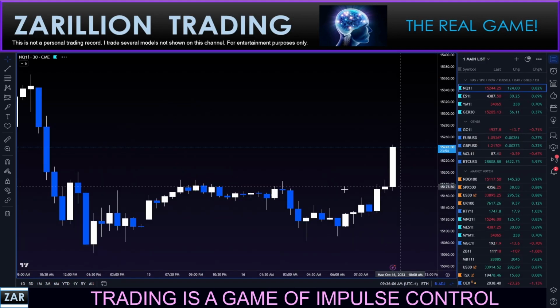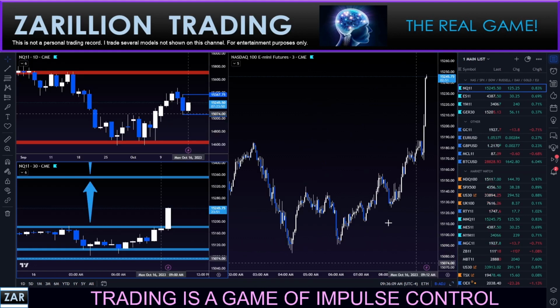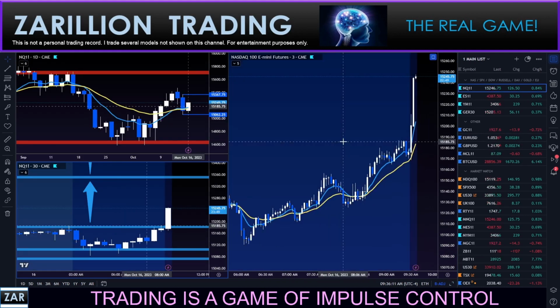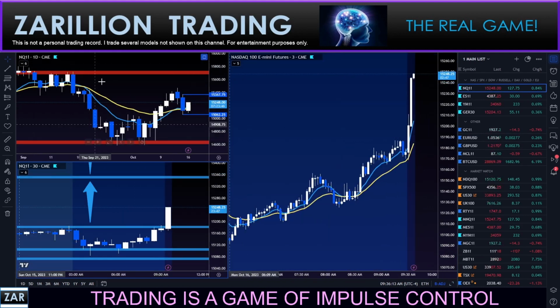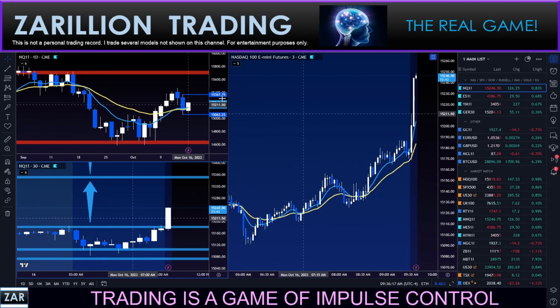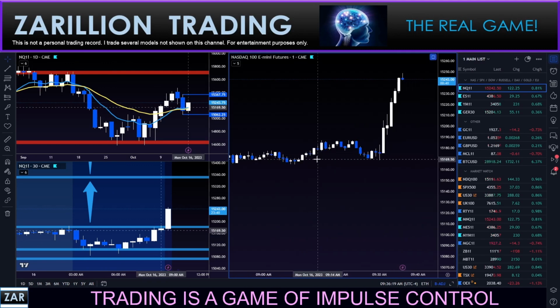Let's go to the NASDAQ on my main trading grid. This is my main trading grid, by the way, for those who are new. Daily chart up in the top left, 30-minute in the bottom left, and then a 1, 2, or 3 minute chart on the right-hand side. This is the 1 minute chart.